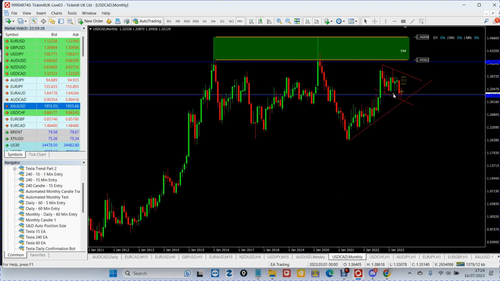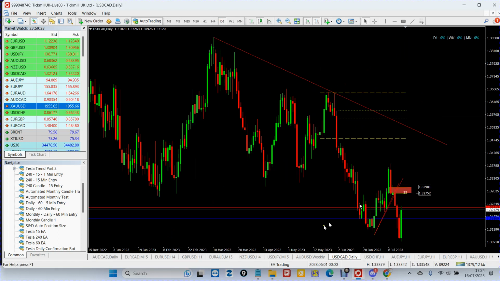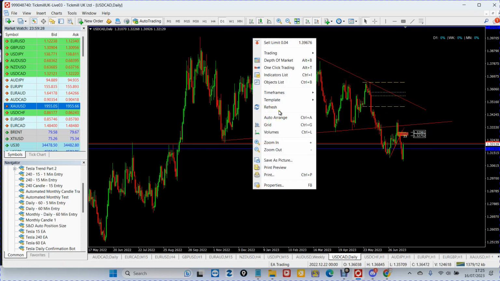Right, dollar CAD. This is the one I had the trade in, but the monthly is a rally-base-rally. But we've got this big monthly area, room to move. But we've also got this flip zone on the weekly. So right here, if we go to the daily, that would be the flip zone area. There was a base drop that's already been used up. And there is another flip zone here.